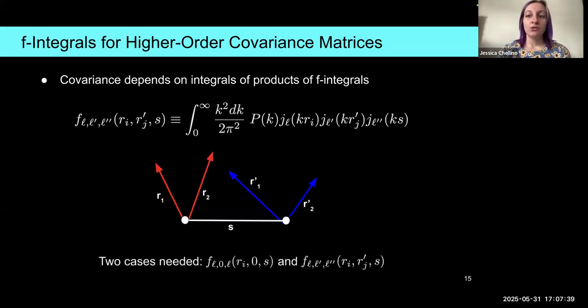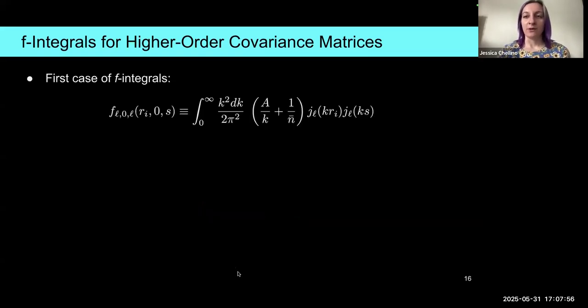We really need two different cases of these F integrals to find the covariance. So the first has one SBF with order 0 and argument 0, and the other has no SBF with order or argument 0. So I'll start with this first case where we have one SBF with order and argument 0. In that case, our F integral reduces to this equation here, where we've plugged in our power spectrum model.